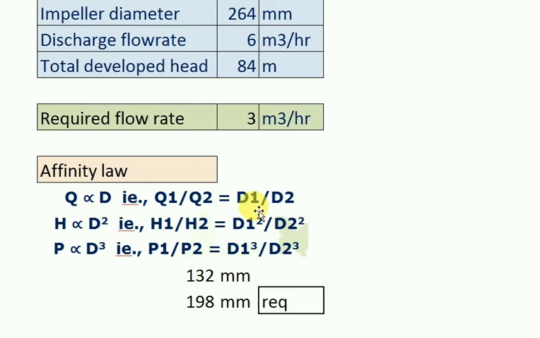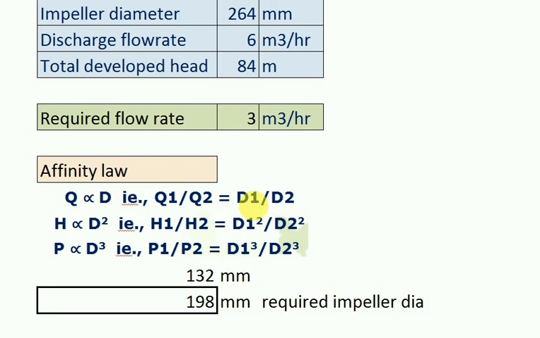The same thing we implemented. We took it to 200 mm for a safe margin. So 264 mm was changed to 200 mm, 64 mm was trimmed out, and the 200 mm impeller was installed in the pump.